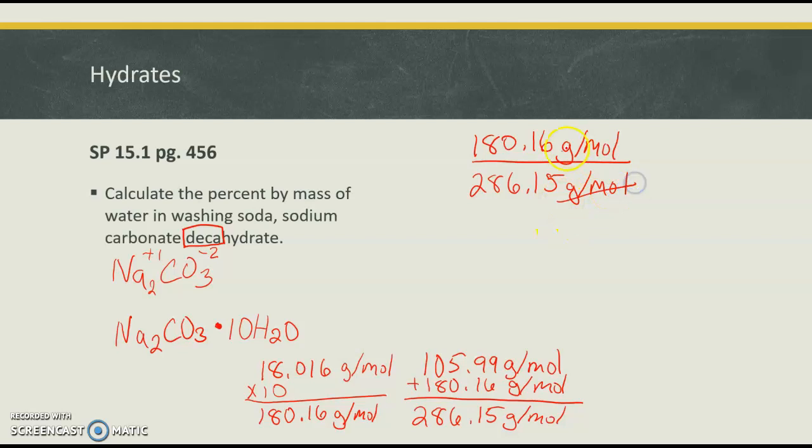Note that our units cancel, and this will give us 0.630. We multiply this by 100 to get a percent, and this is our percent of water in sodium carbonate decahydrate.